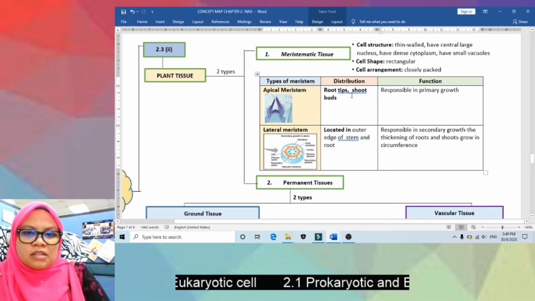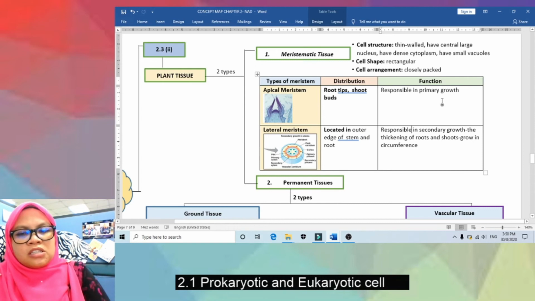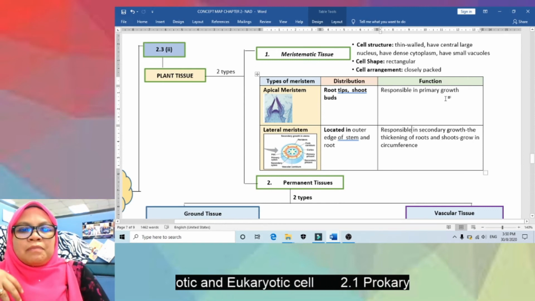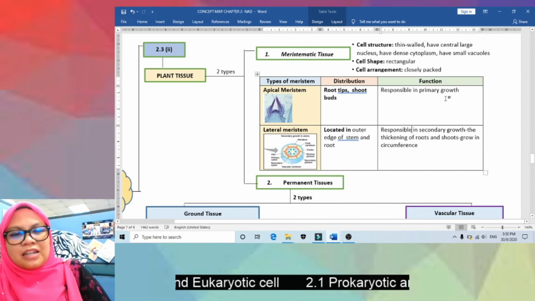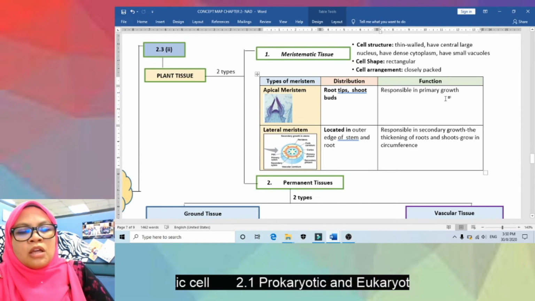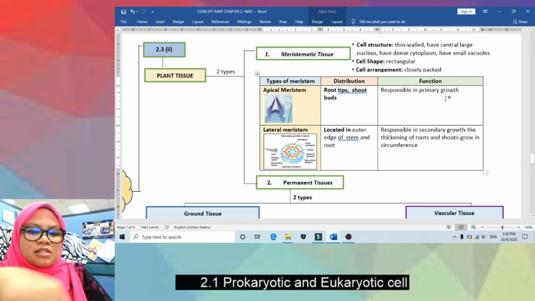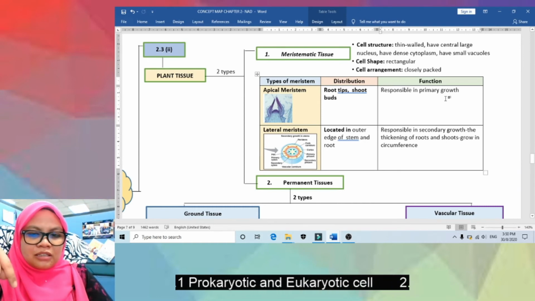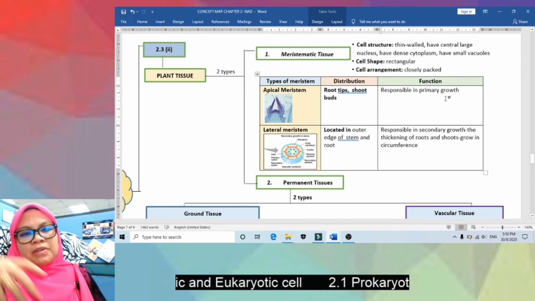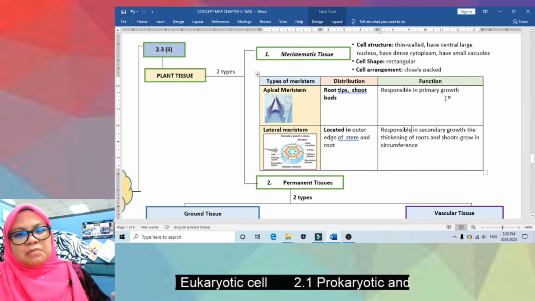So since the apical meristem dia berada di hujung akar dan hujung pucuk, so the function is responsible in primary growth. Okay, dari segi kepanjangan dan ketinggian pokok. Okay, kepanjangan akar dan ketinggian pokok. For lateral meristem, since dia berada di sekeliling akar dan juga sekeliling batang, so it's responsible in secondary growth, meaning the growth in terms of the diameter.